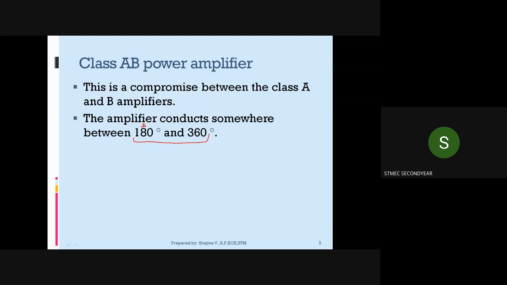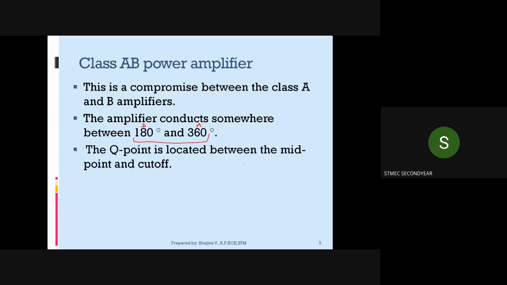So, 180 degree is class B, 360 degree is class A. In between those two, this will conduct. In between class A and B, we can say the class AB amplifier will conduct. So the Q point is between the midpoint and cutoff. At the midpoint we have 360 degree conduction angle, at the cutoff it will be 180 degree. So in between, our conduction angle will be between 180 degree and 360, which means our Q point is also in between the midpoint and cutoff.